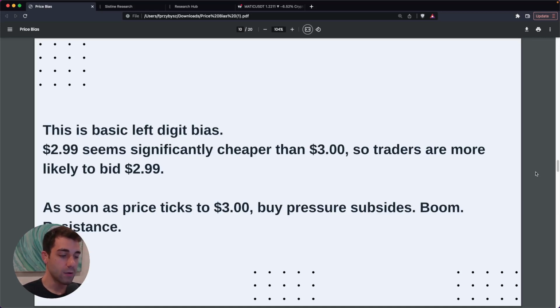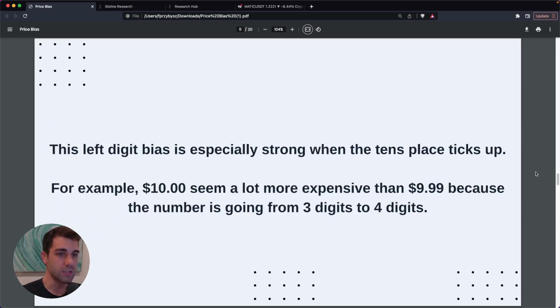And likewise, or inversely, as prices come down, right? Let's just say a stock is plummeting from $5 down to $4, and then it hits $3, and it ticks to $2.99. All of a sudden, you were previously used to the stock being priced at $5, and now it's priced at $2.99, but you anchor it to $2, right? Left digit bias. It looks closer to $2 than it does to $3, so you're more likely to buy, and then you've got support.